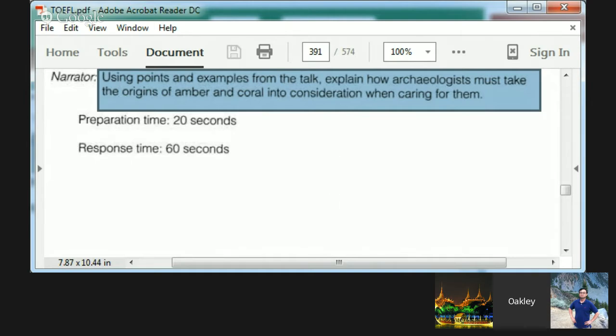Okay. Here we go. Using points and examples from the talk, explain how archaeologists must take the origins of amber and coral into consideration when caring for them. Wasu, would you like to give it a try? How? You mean I answer this? Explain how archaeologists must take origins, right? Mm-hmm.